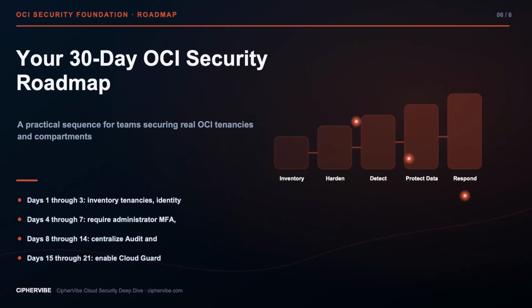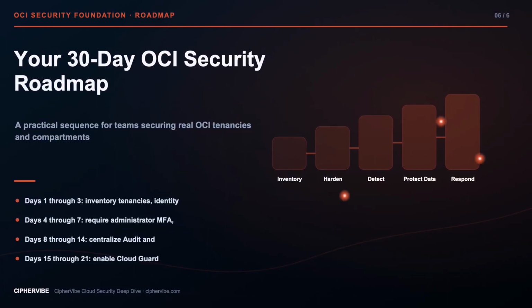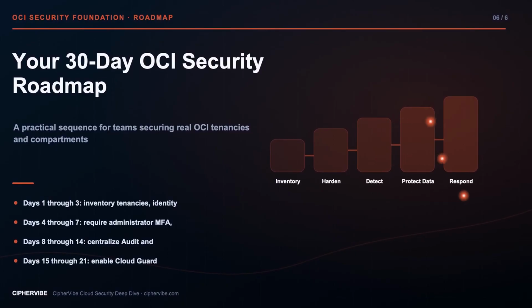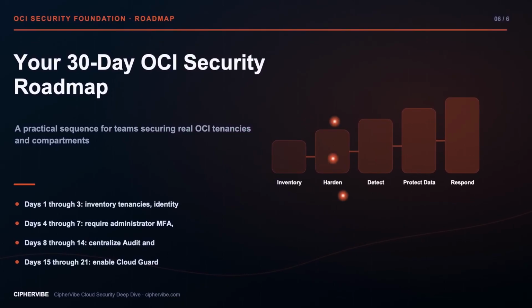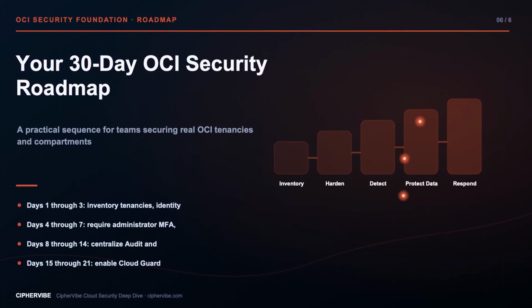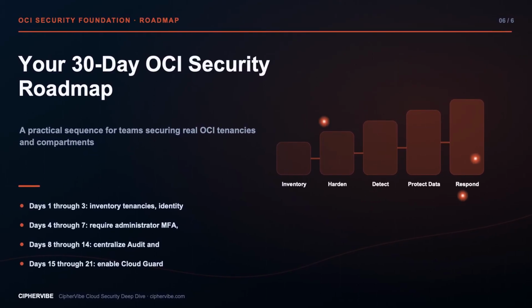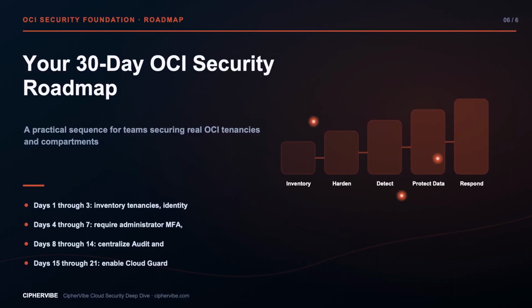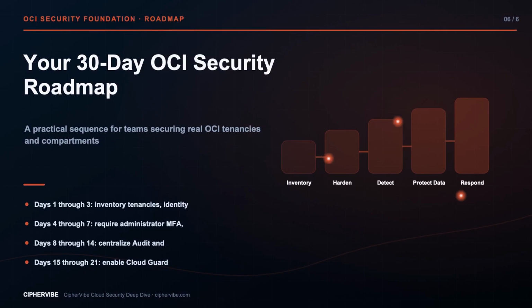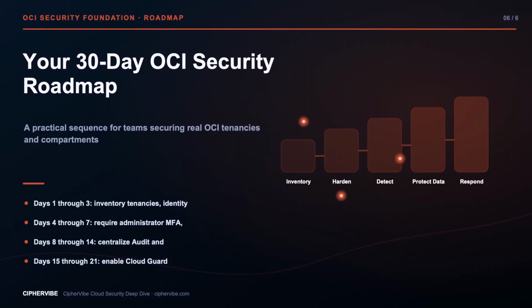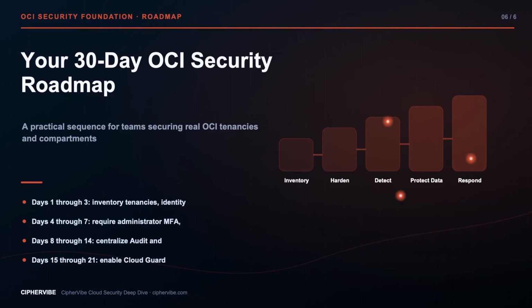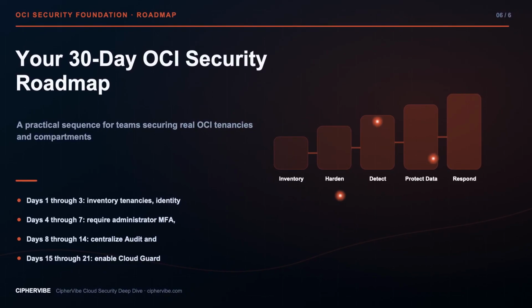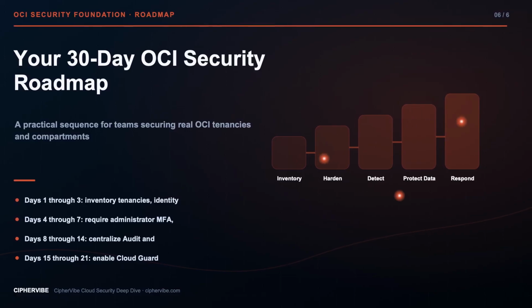Turn this guide into a focused OCI security hardening plan. Start by inventorying tenancies, identity domains, compartments, policies, groups, dynamic groups, local users, API keys, auth tokens, public IPs, buckets, VCNs, subnets, route tables, gateways, log groups, and Cloud Guard status. Then fix identity risk. Require administrator MFA, review federated groups and local users, remove stale API keys and auth tokens, reduce broad root compartment policies, separate emergency access, and document policy owners.